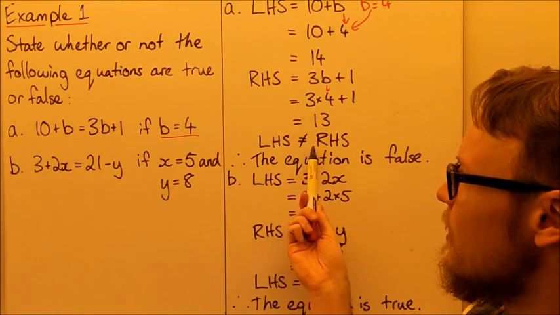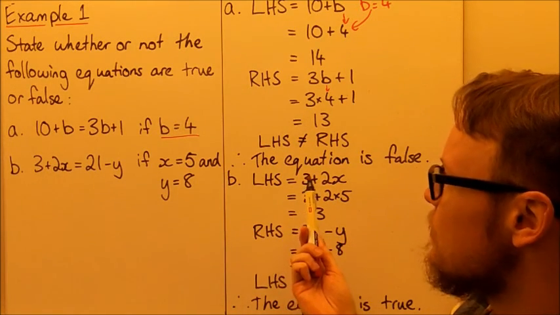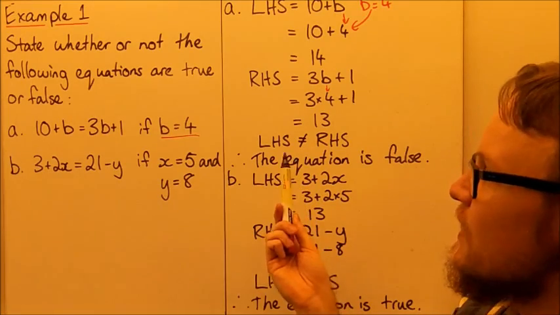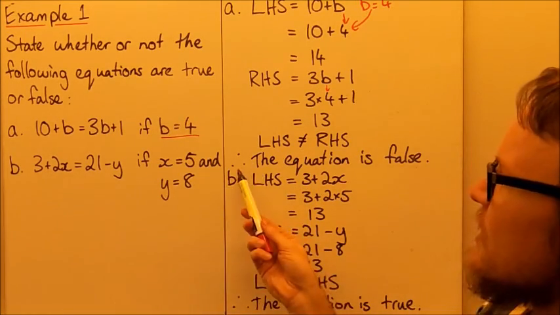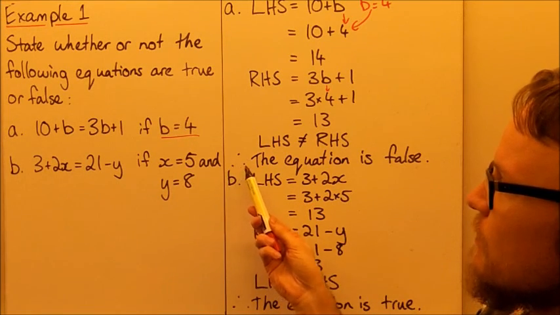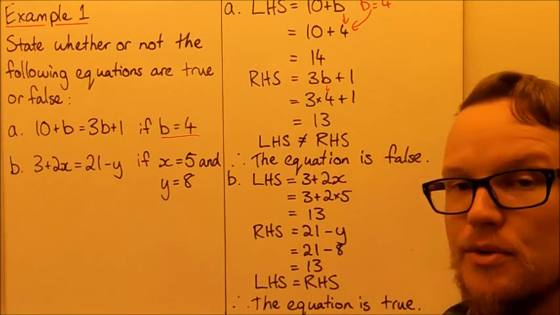The symbol here, remember, means is not equal to the right-hand side. And that means that our equation is unbalanced. Our equation must be false. Therefore, this is the symbol for therefore, the equation is false.